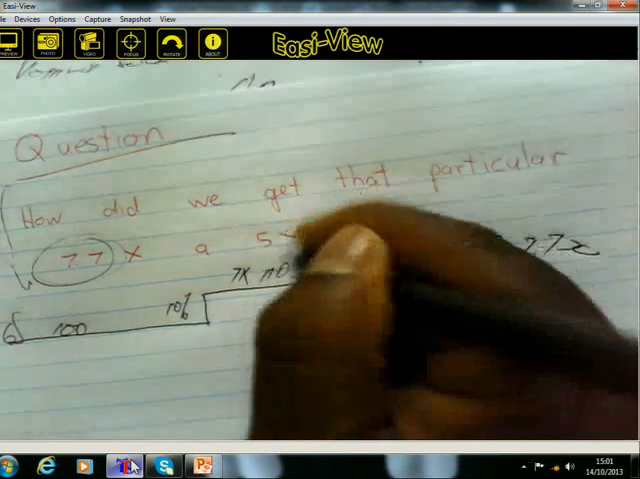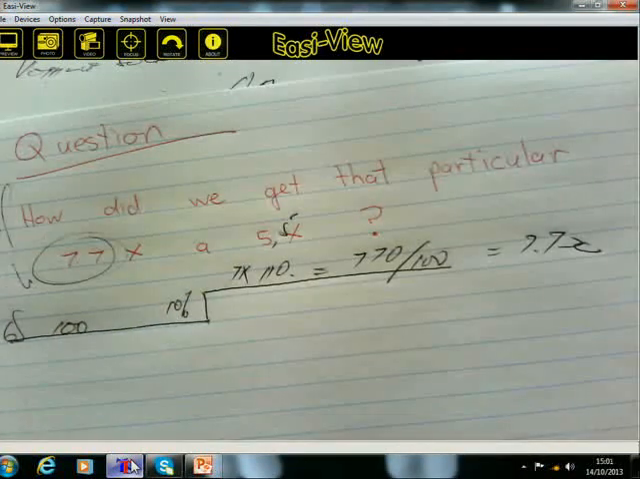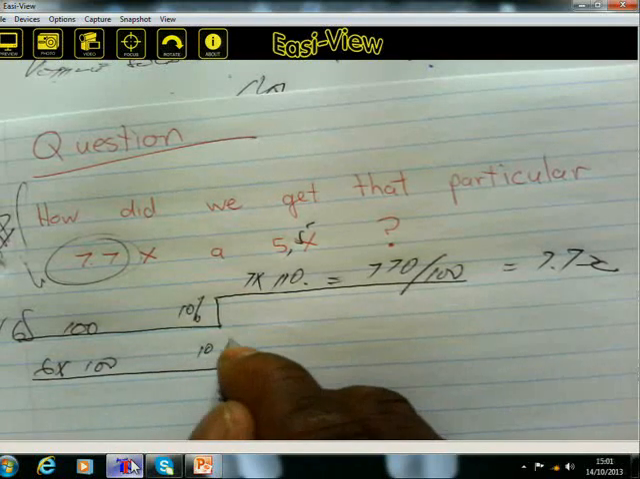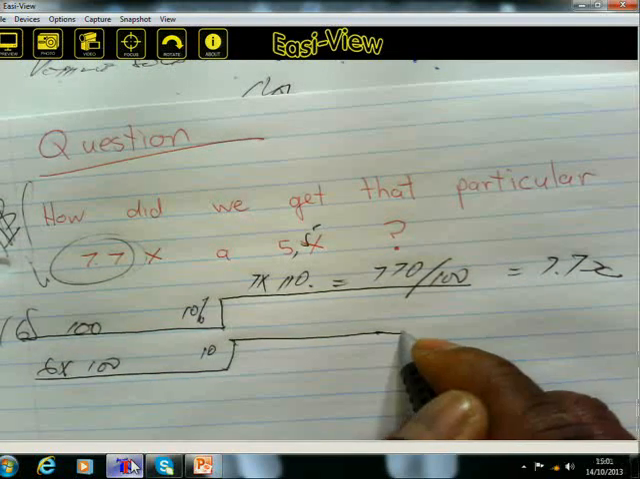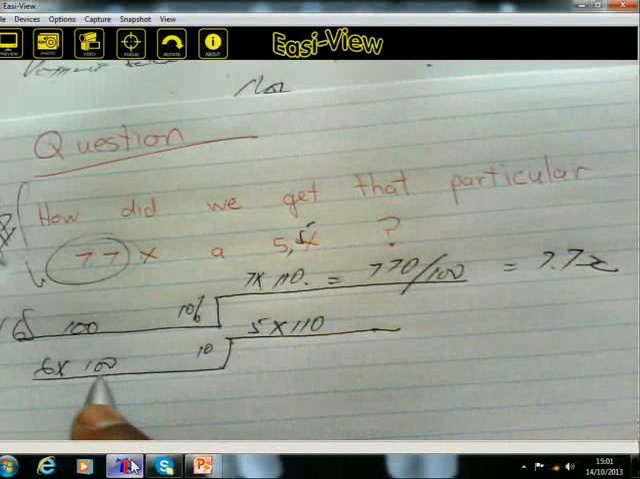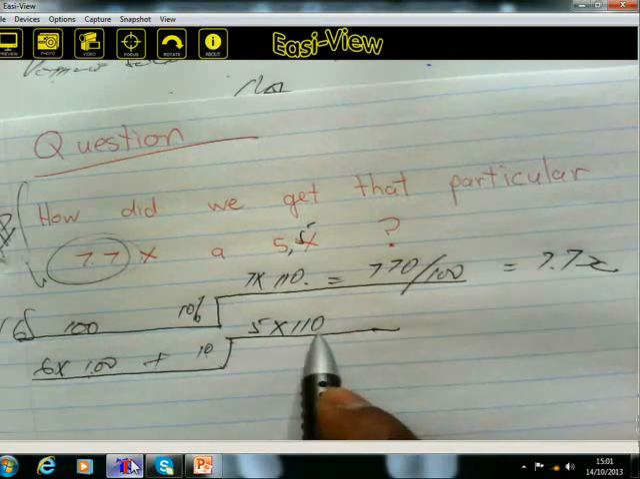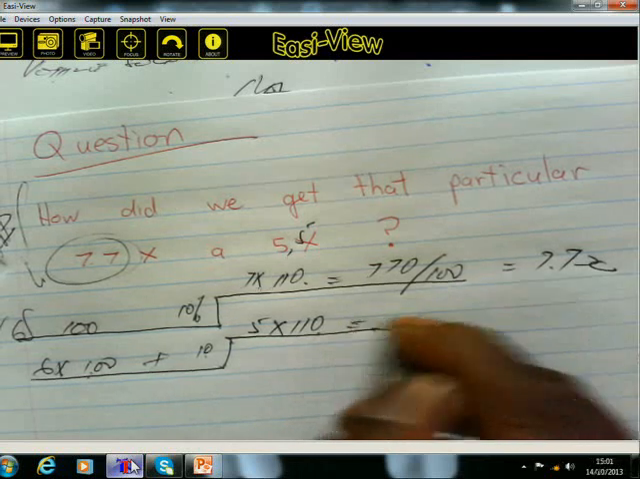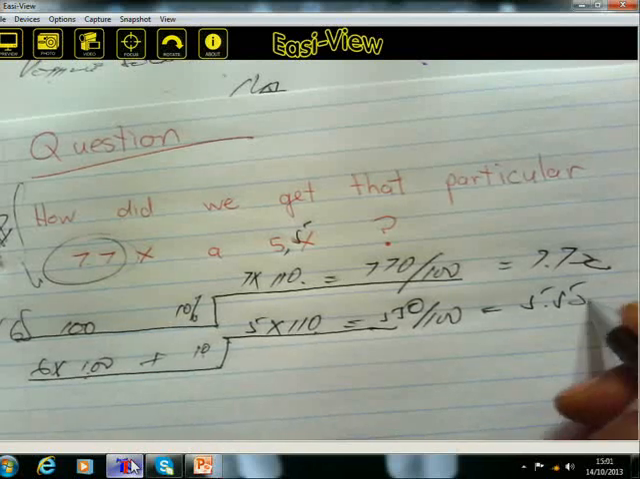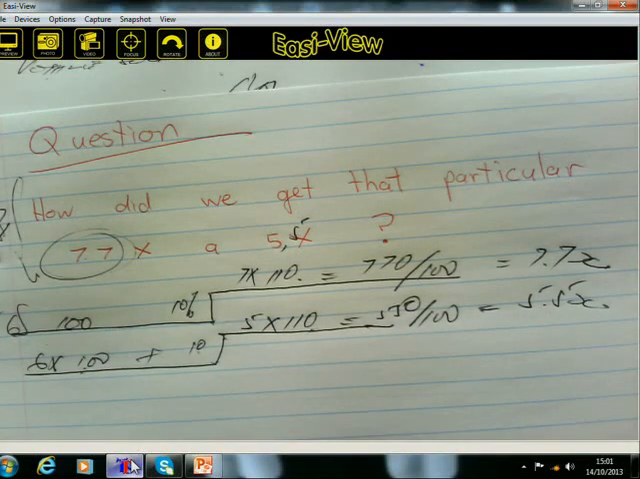The same with the 5.5. It was 100% for 6 months. It went up by 10%, but we made a short payment. We only paid for 5 months instead of another 6 months. So it was 5 times 110, because it was 100 plus the 10% for that period, which is 550. If you divide that by 100, it gives us 5.5, which is 5.5x, because it's a percentage. That is how we arrive at 7.7 and 5.5.